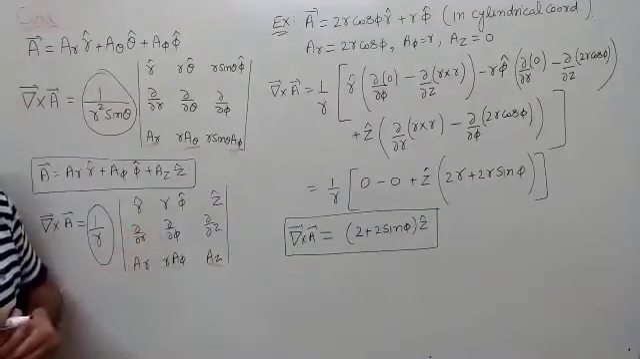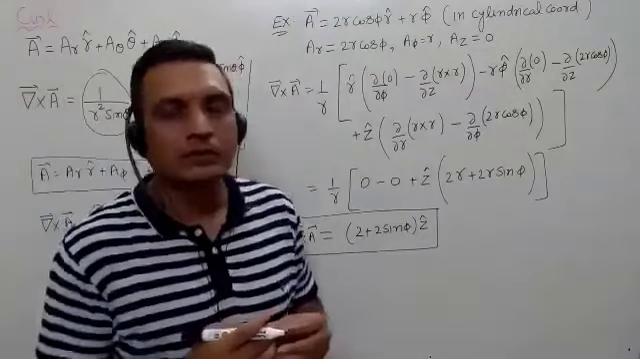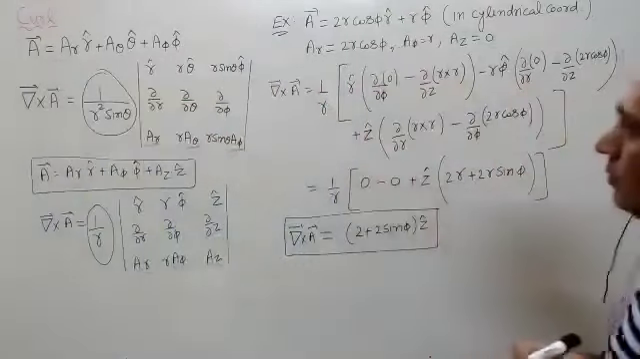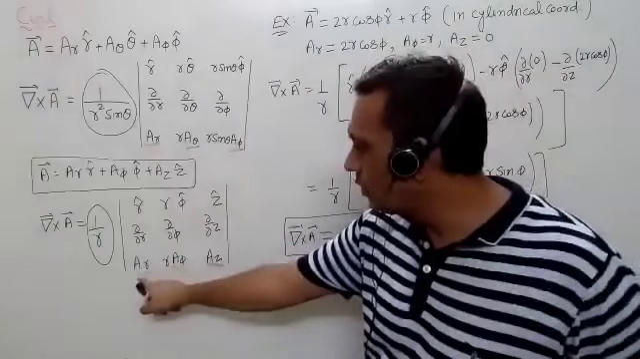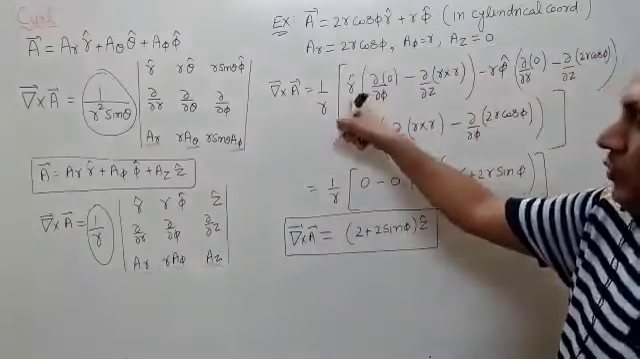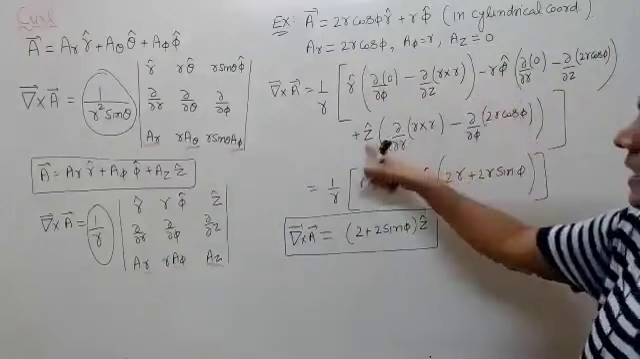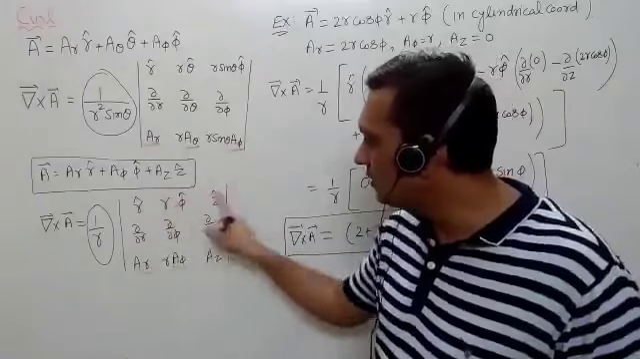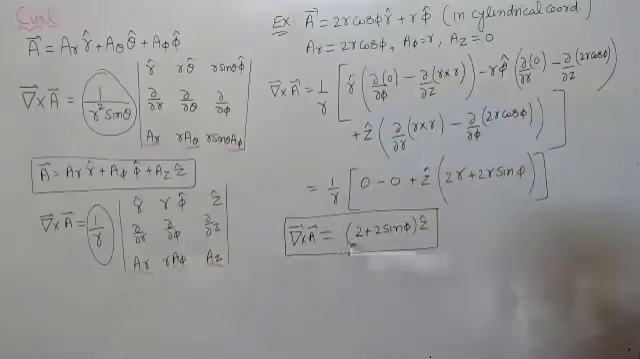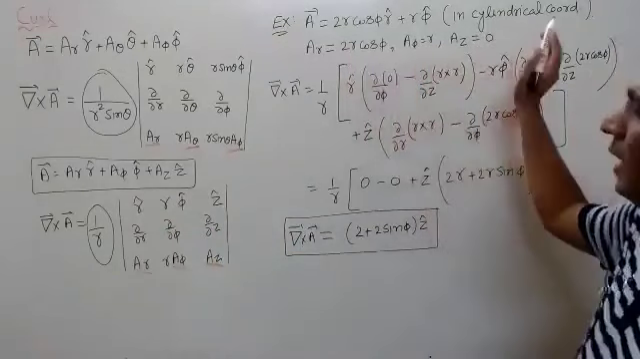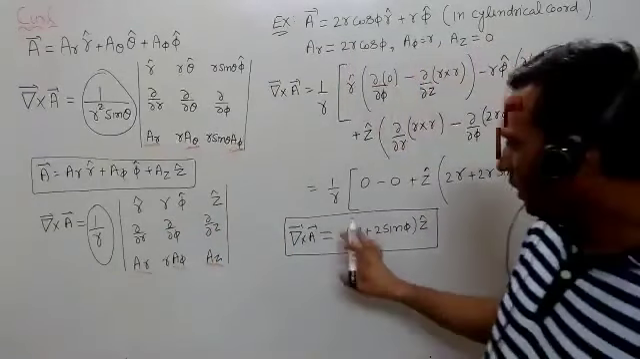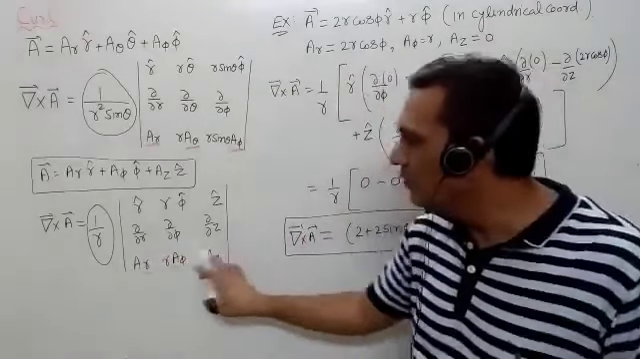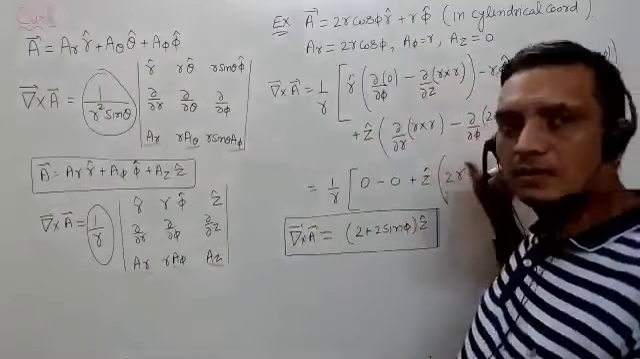Is it clear? Yes, sir. Just expand this. I have substituted AR, A phi and AZ. Then expand for R cap, R phi cap term and Z cap term. So R cap, this minus this, minus R phi cap, this minus this, Z cap, this minus this. Take AR, A phi and AZ. I think it is clear. Yes, sir. Just substitute for AR, A phi and AZ and expand it, you will get.